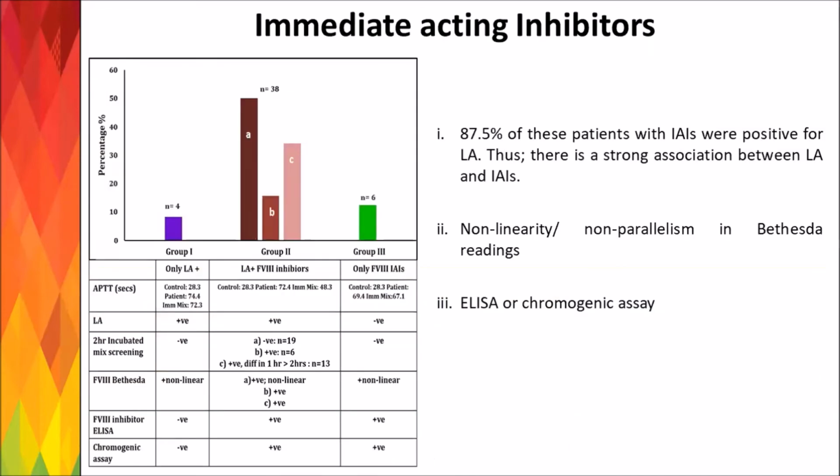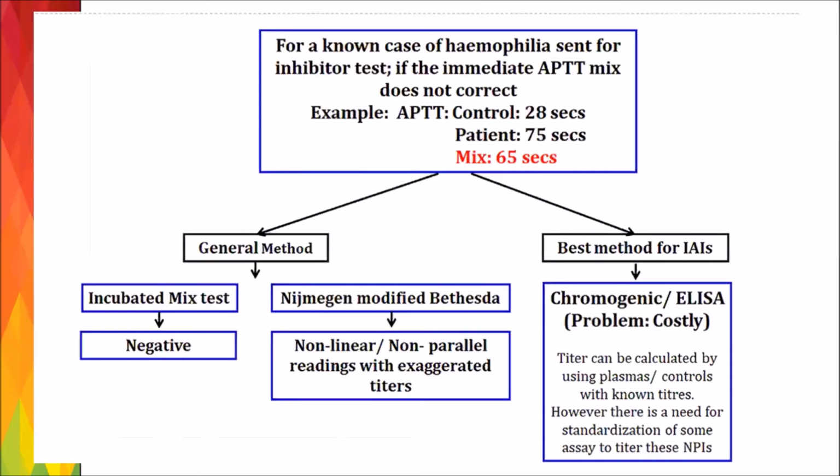So what happens in such patients is they have very strong LA, and the problem is they come negative in the incubated mix test, and the Bethesda gives you non-parallel results, so you can't even do a titer of it. So our approach in our institute, in our department, if we get a known case of hemophilia whose immediate mixing is not at all correcting, the general method, if you do an incubated mix, would give you negative results. But obviously, because at the 0 hour only the inhibitors have acted. So what is the use of seeing after 2 hours? Similarly, the Nijmegen modified Bethesda gives you non-parallel, non-linear readings and exaggerated titers.